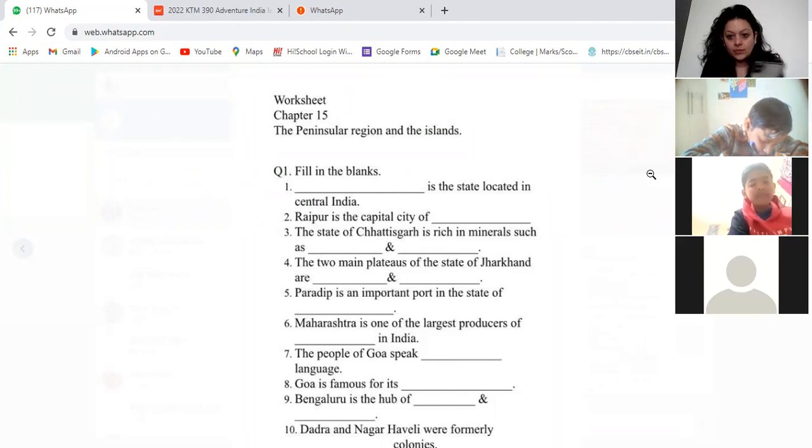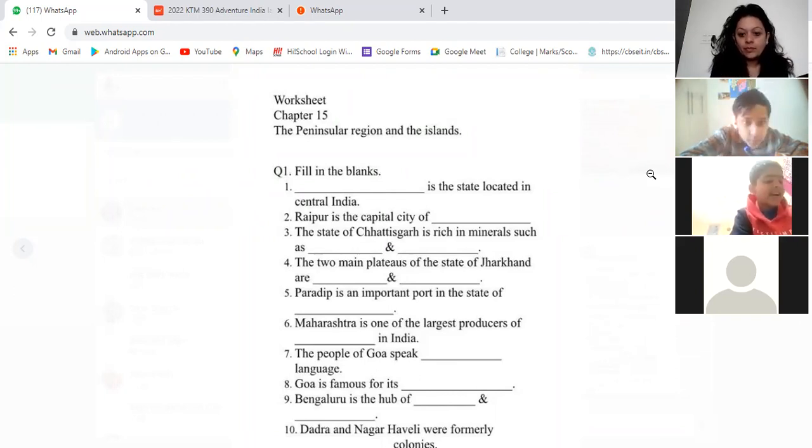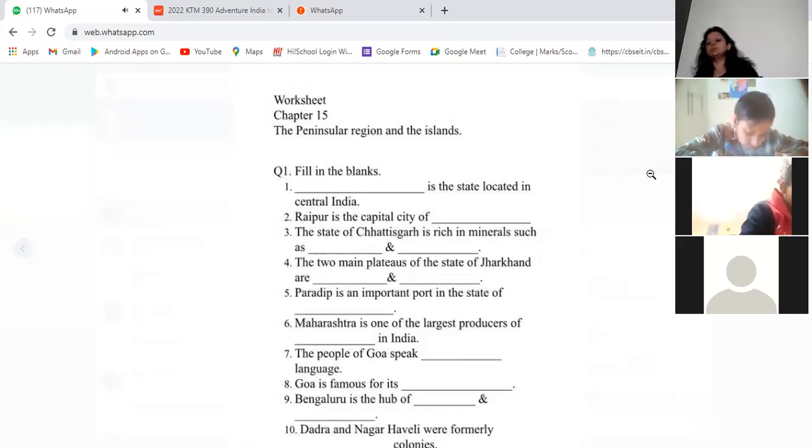Ma'am, can I highlight a little bit with the glitter pen? Just underline, okay? With your glitter pen, you're just going to underline. Okay, ma'am.